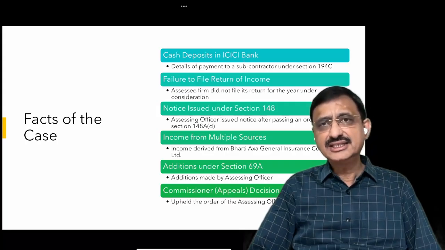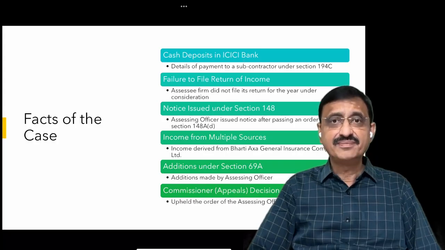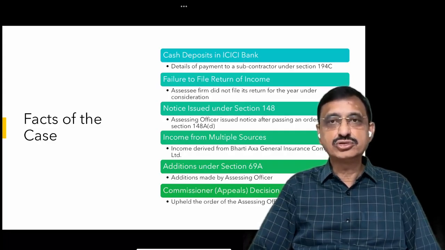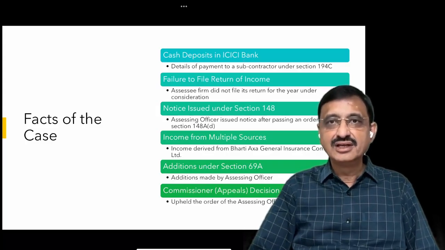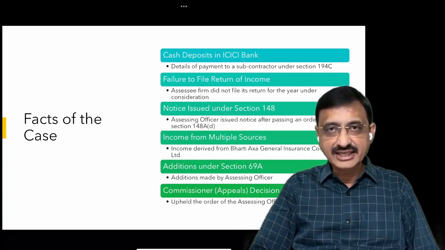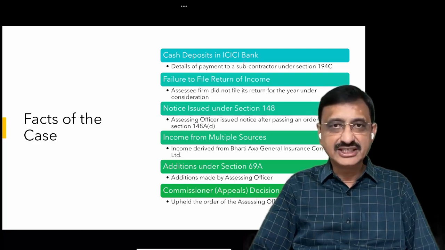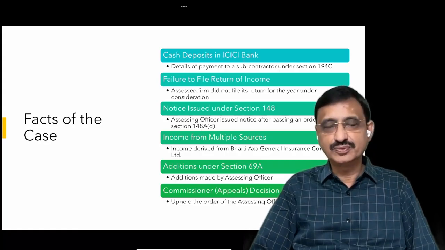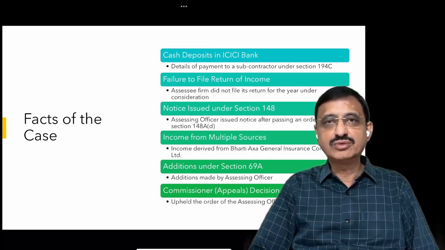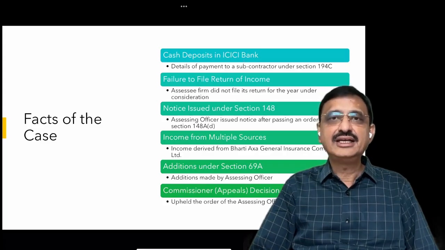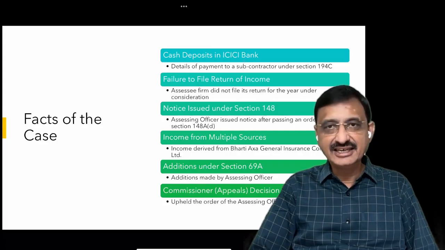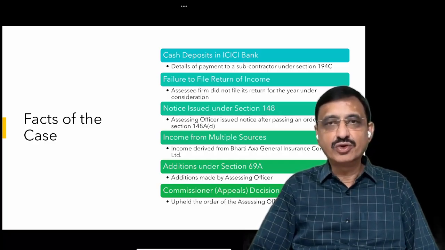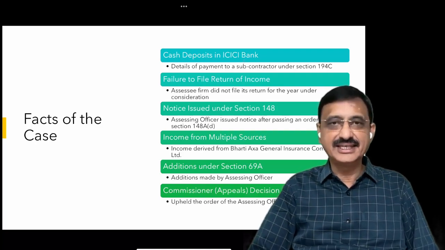Now, the income tax department has received information that the assessee has income from multiple sources. In spite of having income from multiple sources, the assessee did not furnish his return of income. The assessing officer was not satisfied with the reply given by the assessee under 148A proceedings. Thereafter, an order was passed under 148A and a notice under section 148 was issued. During the course of assessment proceedings under section 148, the assessing officer made an addition by virtue of section 69A for unexplained cash deposits, and the assessment order was passed under section 147, read with section 143.